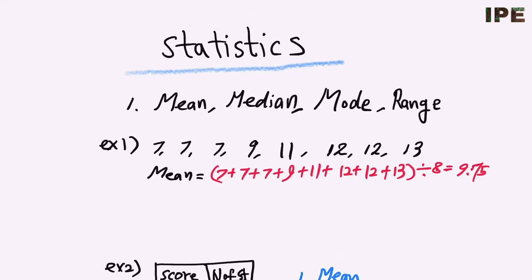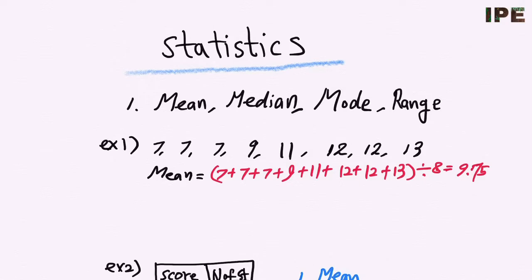Today's topic is statistics. I want to explain three things about statistics in SAT. The first one is mean, median, mode, and range. I'll give you two examples. In the first one, normal data is given. In the second example, a table, or sometimes a histogram or bar graph, is given, which means scores and frequencies are given together. I'm going to explain how to find mean, median, mode, and range.